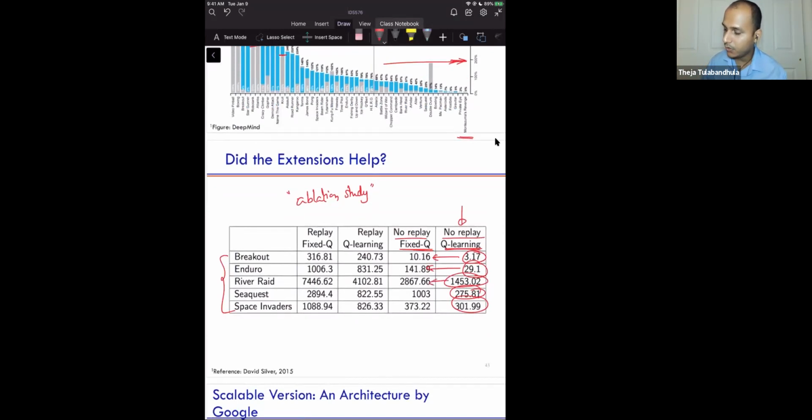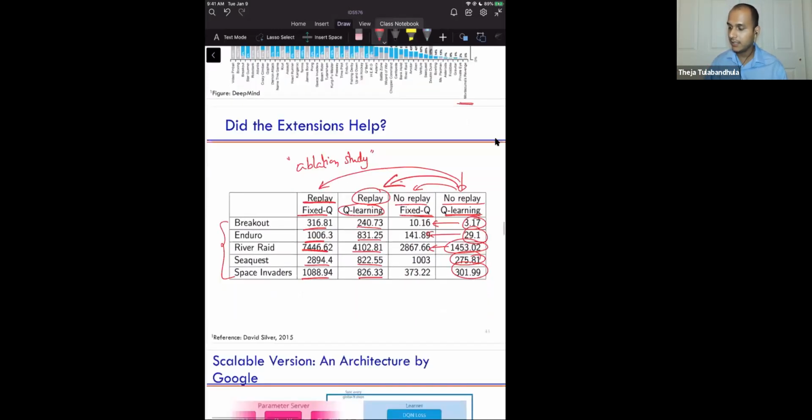Similarly, if you don't do freezing of the target, but you do introduce the replay buffer, you also get a huge bump in improvements. You can compare this with this and this with this. Now, if you compare with both replay and target freezing, then you see the best results. And that's what they have reported in their paper.